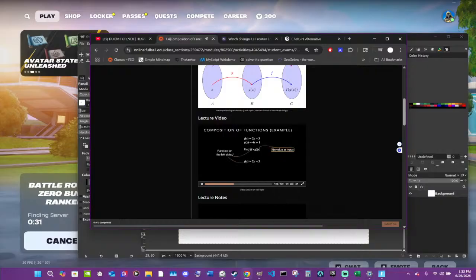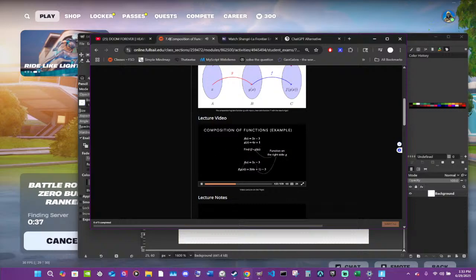Since there are no values input to the function, the result should be a formula. Find the formula by starting by writing the function on the left-hand side, which is f of x. Next, replace each instance of x in f with g of x. Left-hand side, f of x becomes f of g of x.